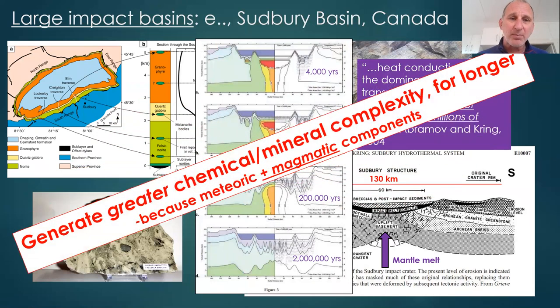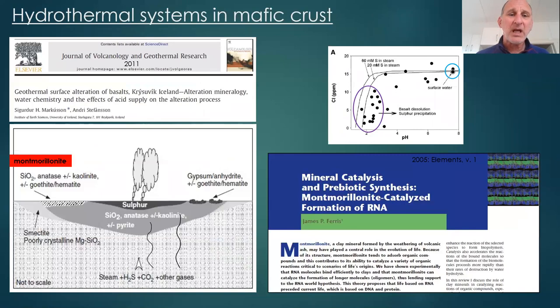So with that magmatic component, we get greater chemical and mineral complexity because there's addition of magmatic components, including volatiles, such as sulfur-rich gases. And there's an example from Iceland where we have dominantly basaltic crust. There are lots of hot springs in Iceland because of the volcanic heat interacting with water. And we get mineral assemblages in the alteration halo, such as, of course, enrichment of silica, but also anatase, TiO2, and clays, such as kaolinite and montmorillonite.